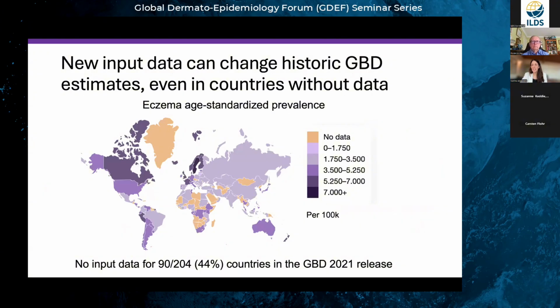And here you can see that, again, the GBD does a wonderful job of using Bayesian estimation that's necessarily complex to fill in the blanks. But even in 2021, there were still a lot of places that were lacking skin data, and primarily in Africa and Asia.